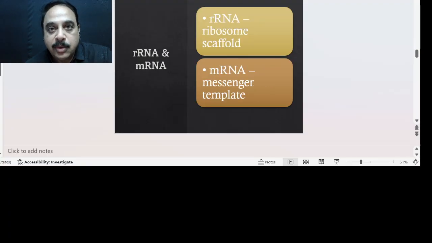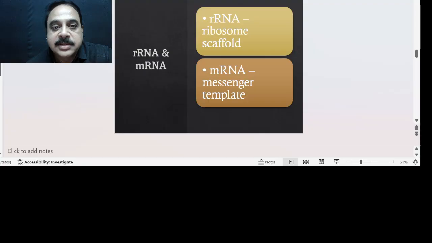Now let us look at the functions of ribosomal RNA and messenger RNA. The ribosomal RNA is a catalytic component of the ribosomes, the component of the ribosome that hosts translation. The eukaryotic ribosomes contain different ribosomal RNA molecules like 18S, 5.8S, 28S, and 5S. Three of the ribosomal RNAs are synthesized in the nucleolus, and one is synthesized elsewhere.